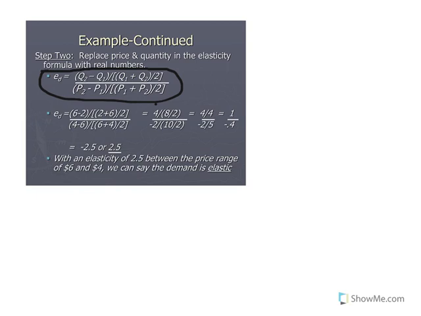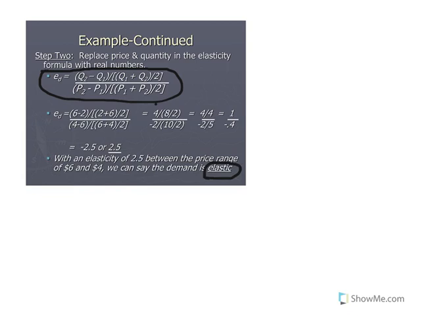So again, when we do the math out, we do 1 divided by negative 0.4, we come up with negative 2.5, and then of course we just drop that negative sign and look at it in terms of its absolute value. So the elasticity of demand between the prices of $6 and $4 would be 2.5, which means our demand is elastic in this price region.